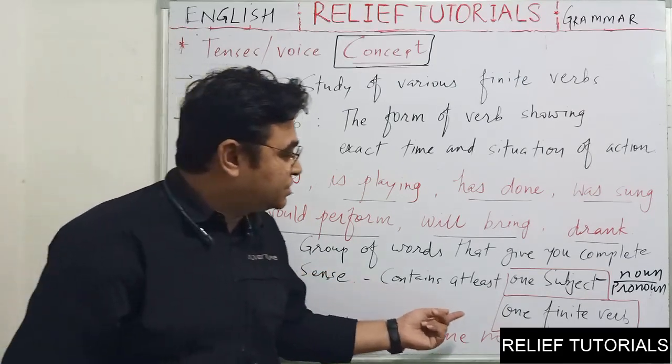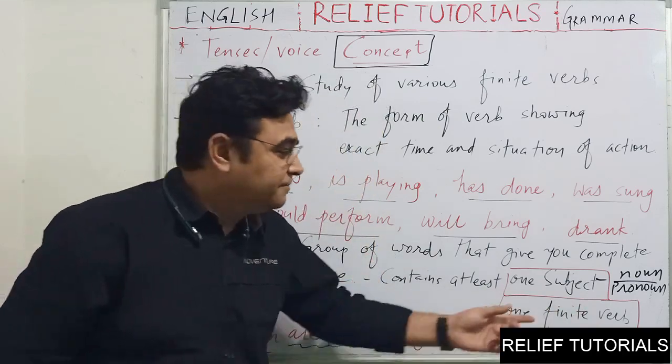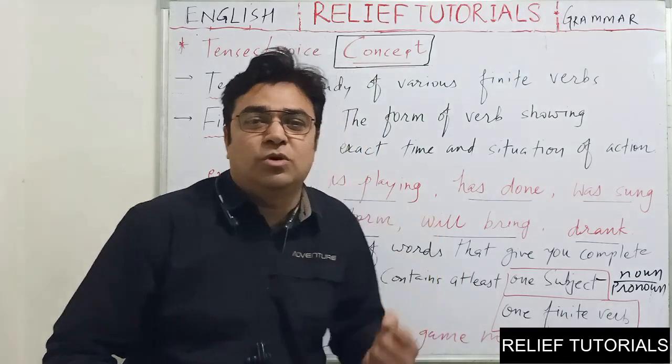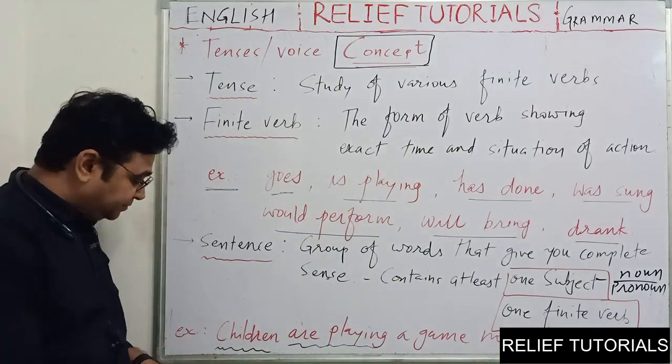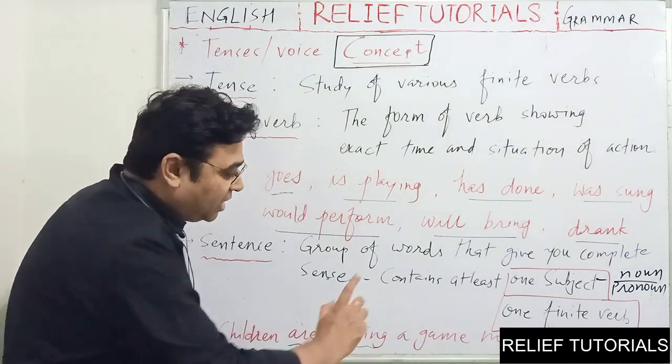A sentence contains at least one subject and one finite verb. Now you understand, a finite verb is the kind of verb that gives you exact idea about the time and situation of the action. Here is an example. Children are playing a game now.